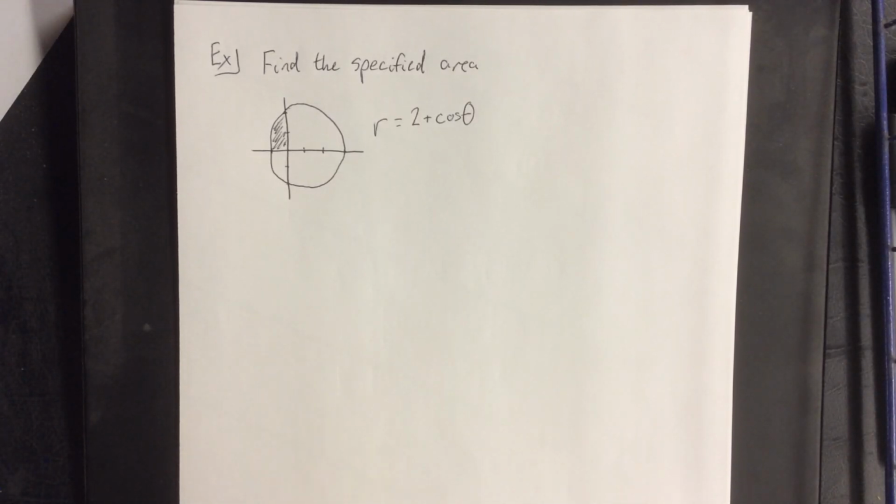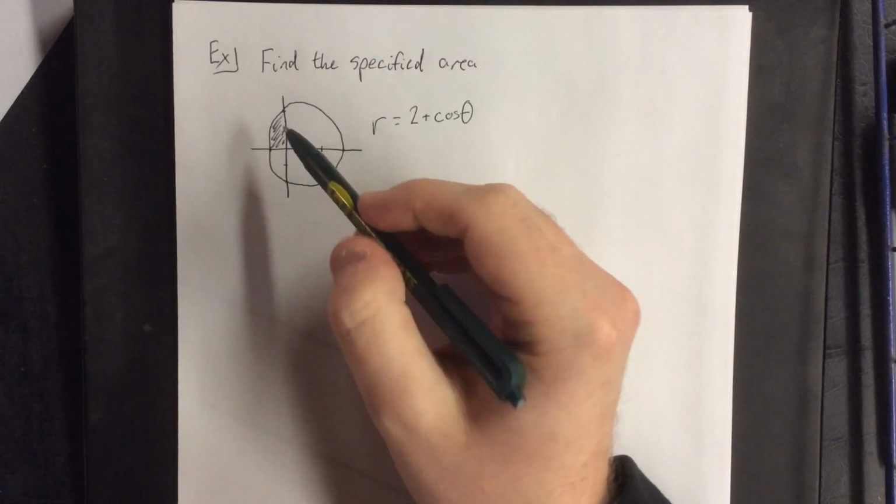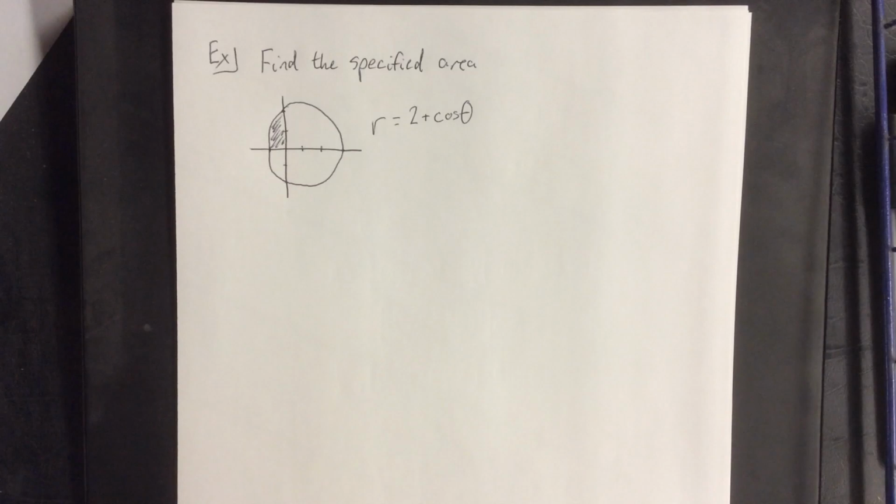So now we're actually going to run through some examples where we're going to find the area contained inside of polar curves. So first one we have is a dimpled cardioid known as r equals 2 plus the cosine of theta. What we're going to find is the area that is indicated here within the second quadrant.